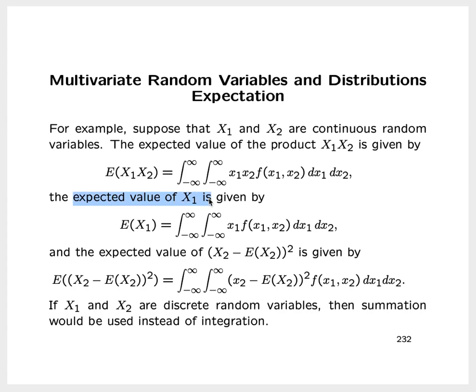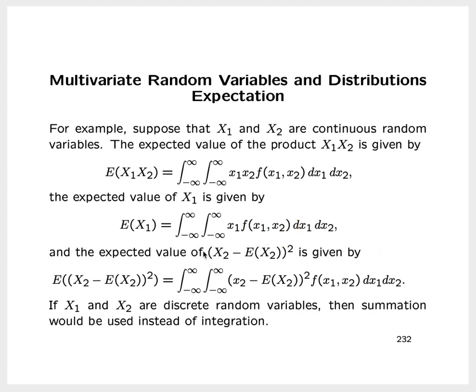The expected value of x1 is given by this expectation. Now notice that this function g here, x1, does not depend on x2, and that's perfectly fine. So we can calculate the expected value of x1, for example, using the joint PDF of x1 and x2. By definition, this is the double integral. So this is an integral over the entire two-dimensional plane of this function right here, x1, times the joint PDF.